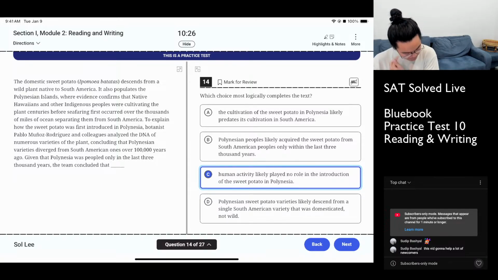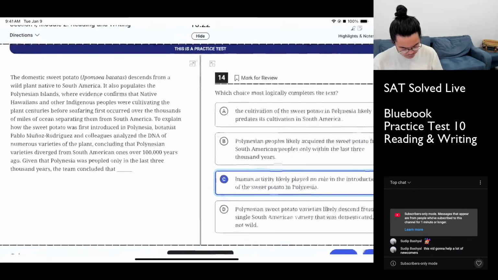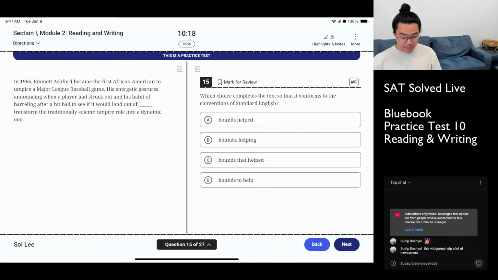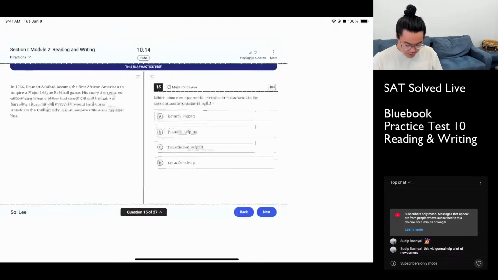All right, mind-bendy, but basically they gave us a bunch of irrelevant information and then we just have to say it's irrelevant. Wow, that was annoying. 10 minutes left. Here we go. Grammar.